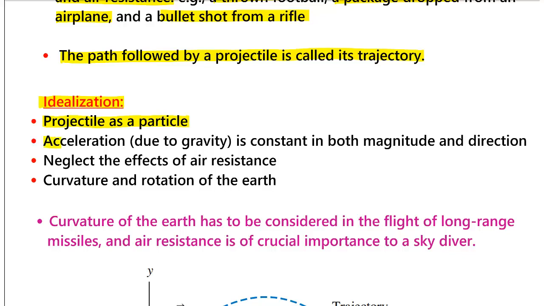The second idealization is that acceleration due to gravity is constant in both magnitude and direction. So we are assuming the acceleration due to gravity, that is g value, is constant in terms of magnitude. We will assume some value, for example I can assume 9.8 meters per second squared, and the direction is also constant, acting in the vertical downward direction. However, in reality the magnitude is not constant. If you go above the earth, as you go to more height, you will see that the g value decreases.